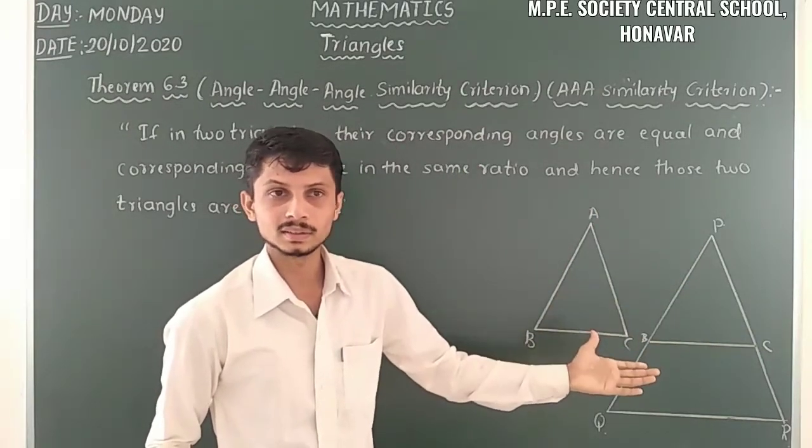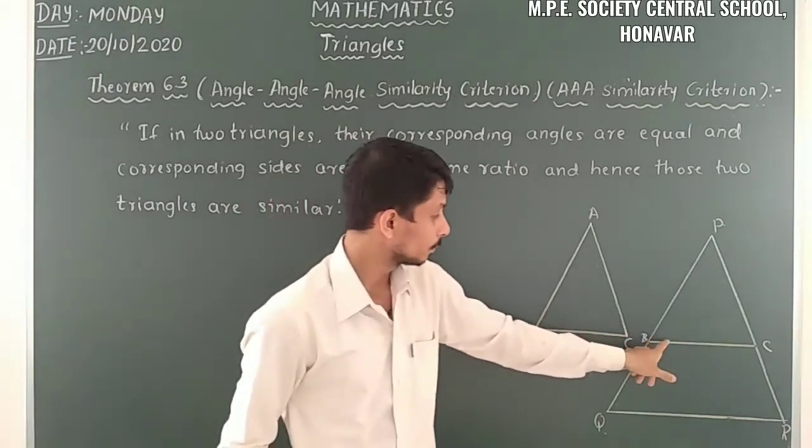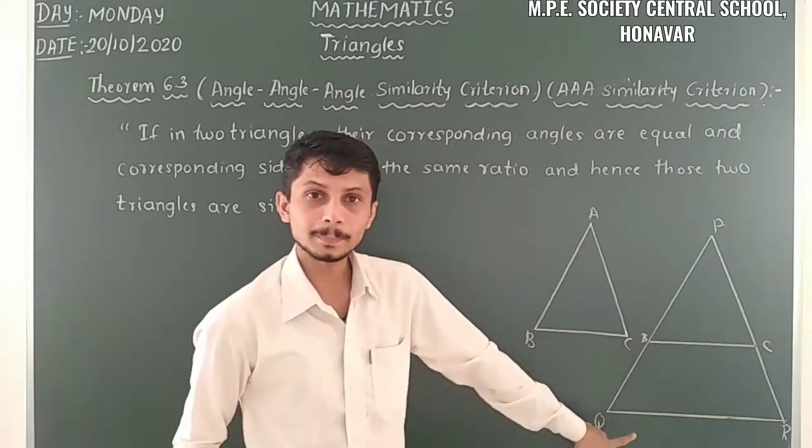So we get like this. From that one we can insert the similarity criterion, that is here. BC is parallel to QR. BC is exactly parallel to QR.